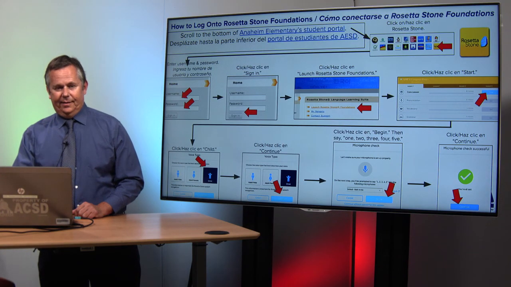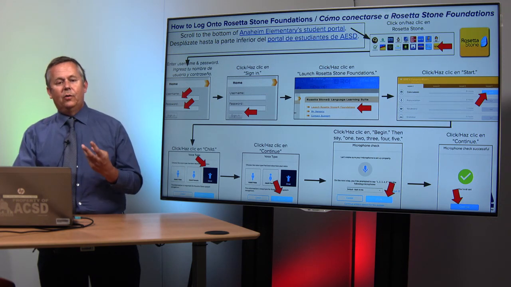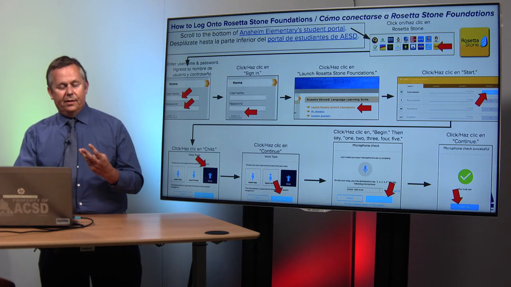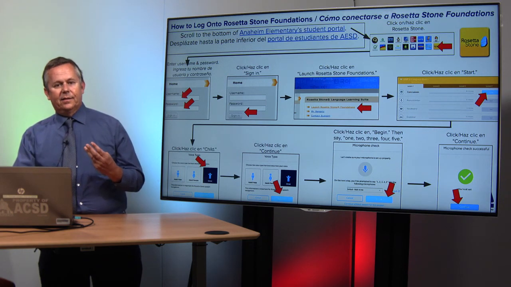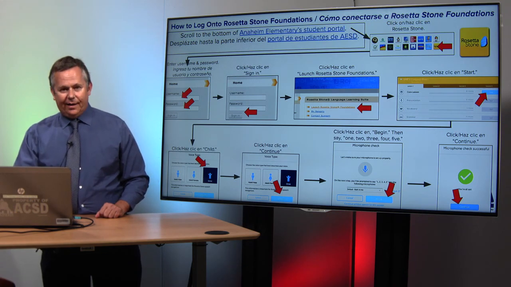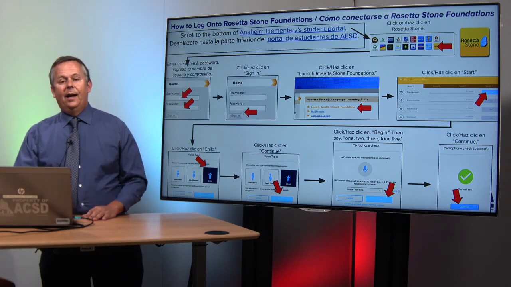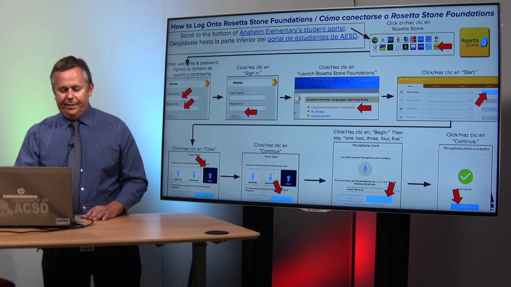Then the first time you log in, the program is going to ask the child to pick from adult male, adult female, or child. And of course, the student is going to select child. Then the child is going to talk into the microphone and count from 1 to 5. 1, 2, 3, 4, 5. Then the child is ready to begin.